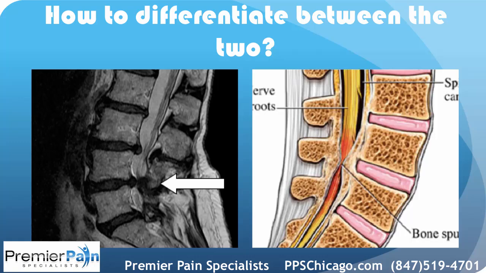So how to differentiate between the two? Here's an example on an MRI where you have some disc degeneration and some bulging, and you have some arthritis back here in the facet joint, and the result is pinching from behind and from the front, and it decreases the space available in the spinal canal. You can see that on this cartoon here, okay?